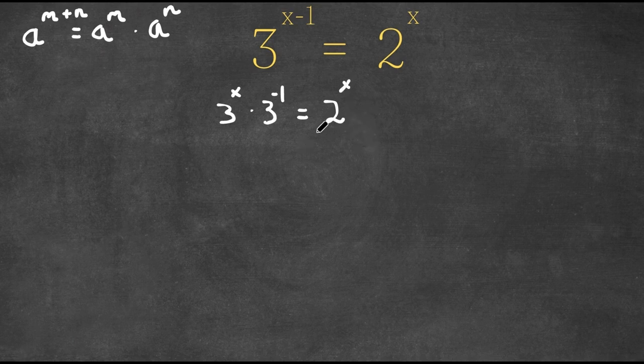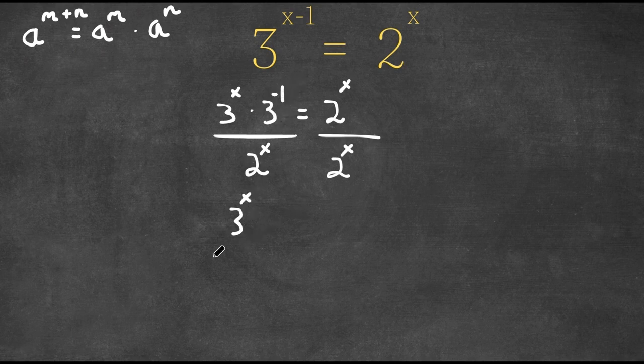Now I'm actually going to divide by 2 to the power of x on both sides. So now we have 3 to the power of x. And I'm actually going to move the 3 to the power of negative 1 to the denominator, and now it's going to be 3 to the power of positive 1. So now we have 3 to the power of positive 1 times 2 to the power of x. This is equal to 1.